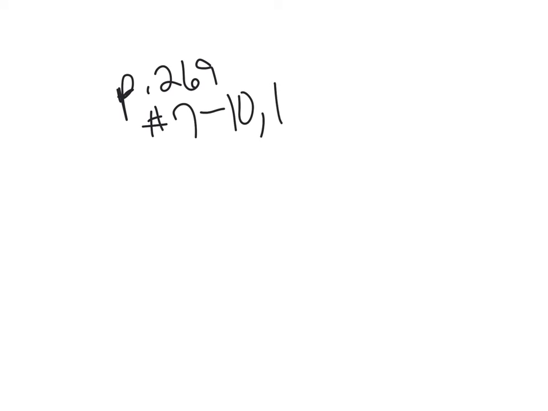So what I'd like you to do is page 269, 7 through 10, and 12 through 17. For 7 through 10, there are boxes there. You do not need to use the boxes. And so if that's any of these, again, as always, if there's not enough room, do it on scrap paper or in your notebook preferably.